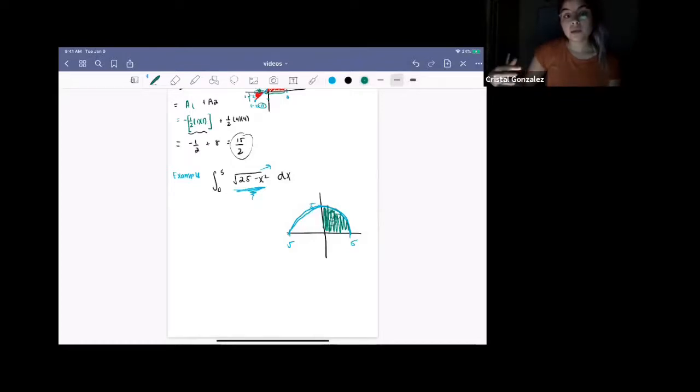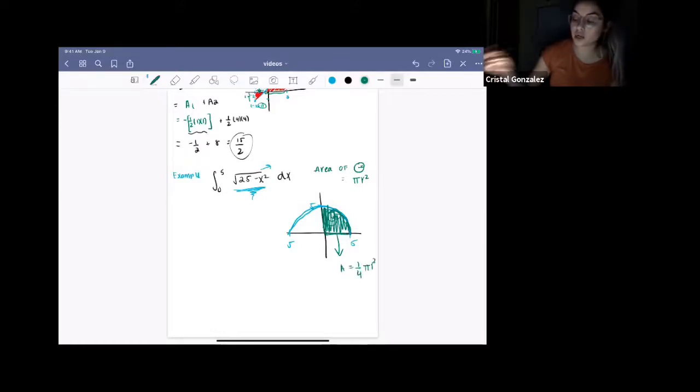But because we remember geometry, we recall that the area of a full circle with radius r is equal to pi r squared. If we are just looking for a corner, or a quarter of this, then this area is going to be 1 over 4 pi r squared, because we're cutting that area into a fourth.